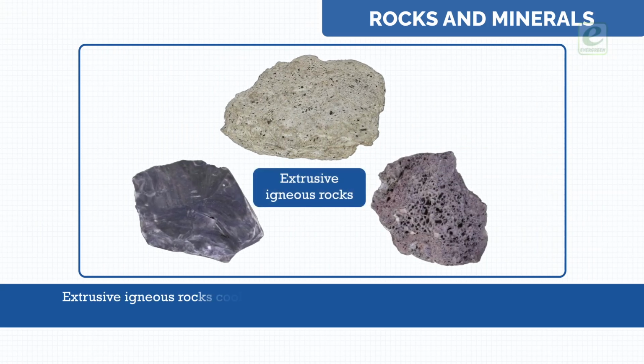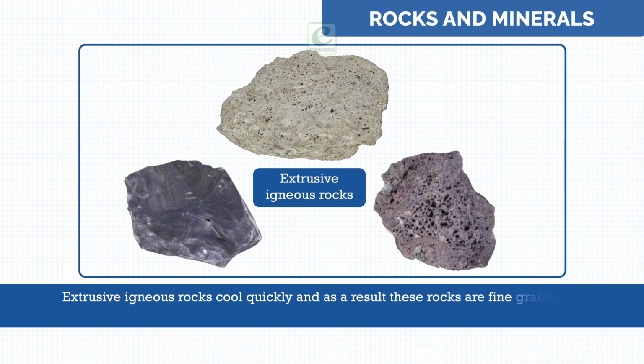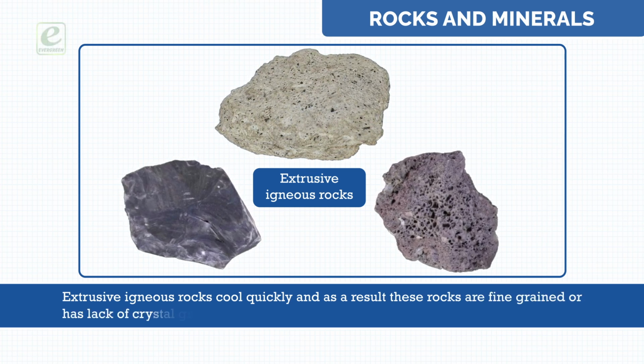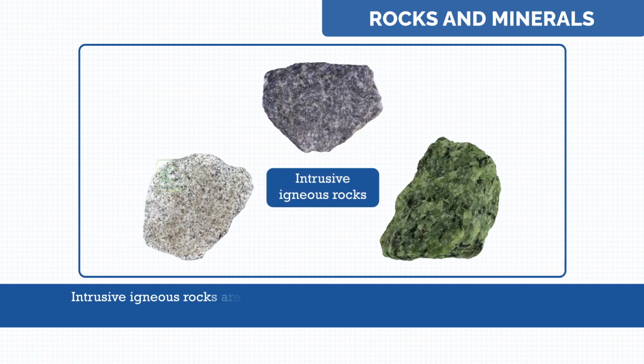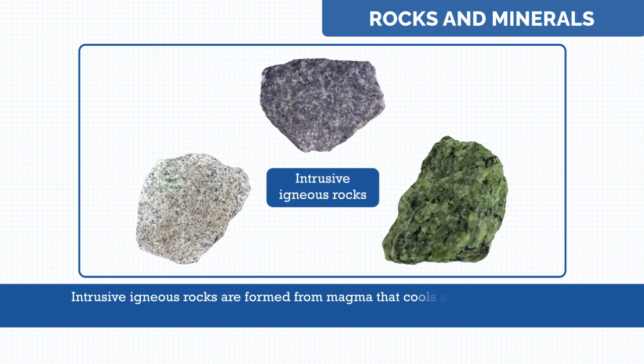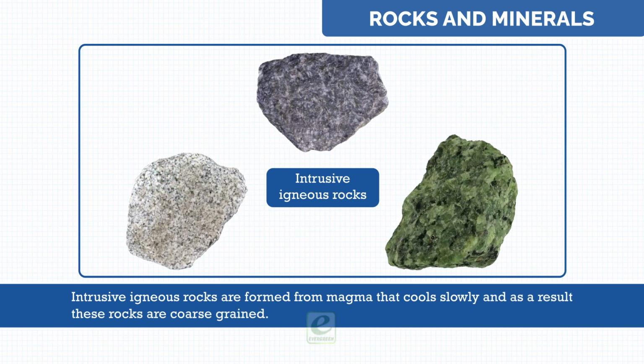Extrusive igneous rocks cool quickly, and as a result, these rocks are fine-grained or lack crystal growth. Intrusive igneous rocks are formed from magma that cools slowly, and as a result, these rocks are coarse-grained.